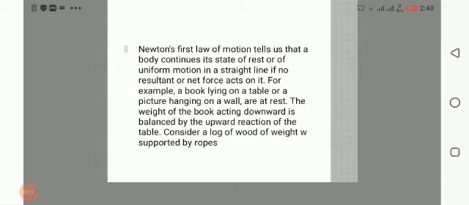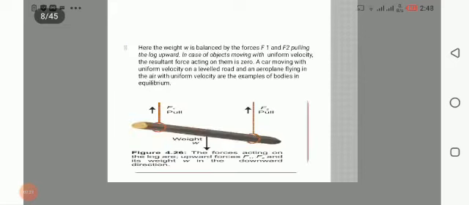Consider a log of wood of weight W supported by ropes as shown in the figure. Here the weight W is balanced by the forces F1 and F2 pulling the log upward.